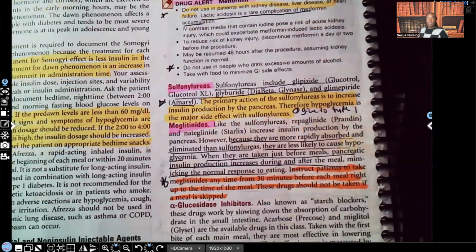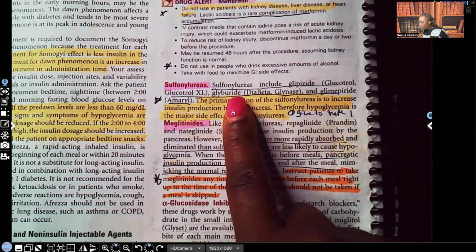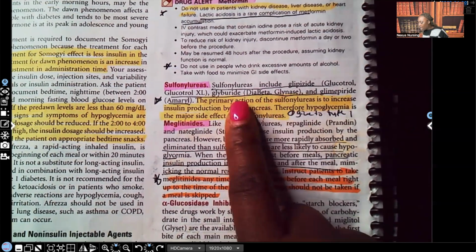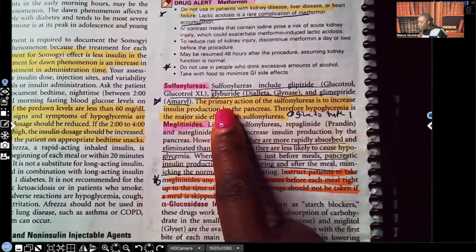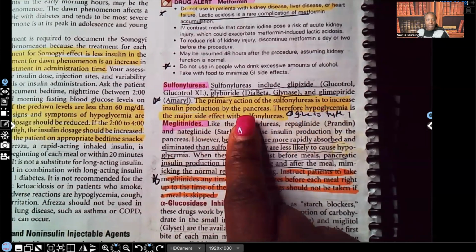Now, where metformin made the tissues more sensitive to insulin so that they can use the insulin and that blood sugar will drop, sulfonylureas work a little bit differently. Sulfonylureas include glipizide, glyburide, glimepiride. You guys can look at this. The primary action of the sulfonylureas, look at this, is to increase insulin production by the pancreas. The reason why I'm taking my time on this, guys, is you do get questions about the actions of the medications. You have to know the difference.